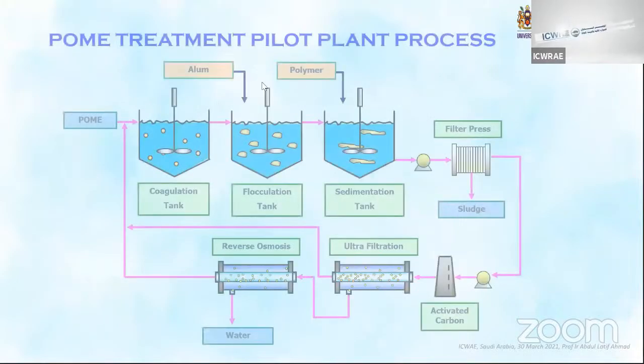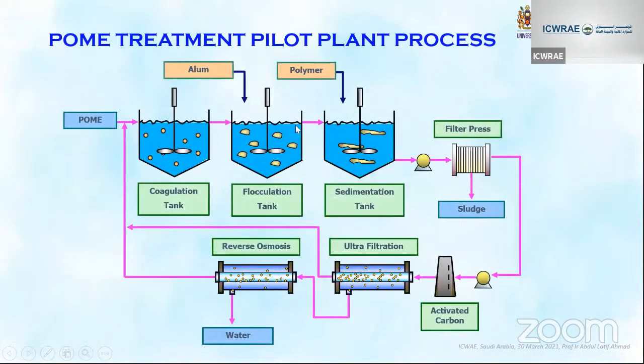I don't have much time. This whole process of our integrated membrane system has chemical and physical treatment: coagulation, flocculation, sedimentation. It passes through the filter press. We want to separate the sludge and the supernatant. After that, it goes through activated carbon to remove the odors and color.